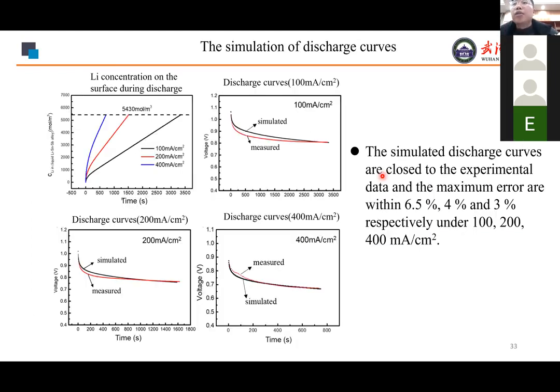The lithium concentration on the surface of positive liquid alloy was simulated under different discharge currents. The concentration can't exceed this value. It's the critical concentration we have measured. Beyond this value, the solid phase will be formed. The discharge curves under different current densities were also simulated, and they fit the experimental curves very well.